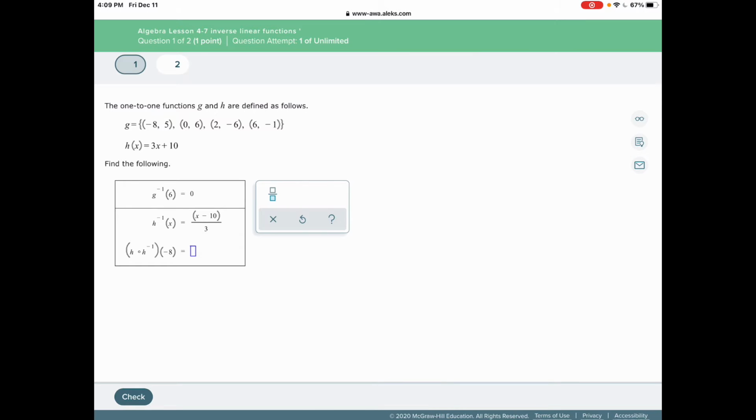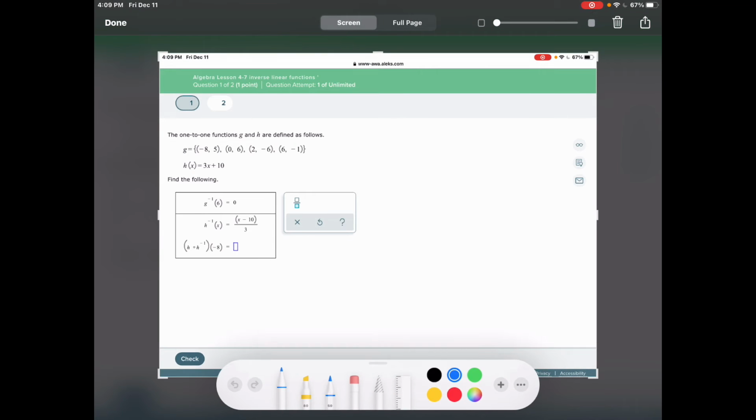All right. And then when we want to do this problem, let me get another screenshot so we can work it. Remember that this is h of the inverse of h of negative 8. So if I can remember what our inverse was, x minus 10 divided by 3 equals y. That's the inverse. Okay, so we want the inverse of h of negative 8.